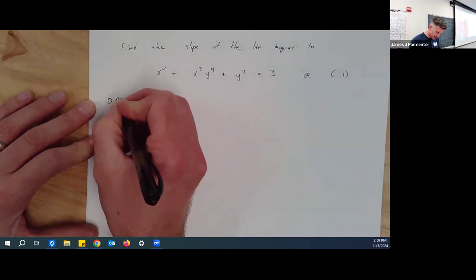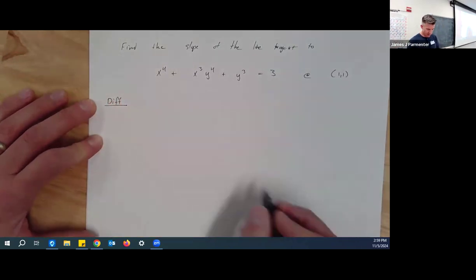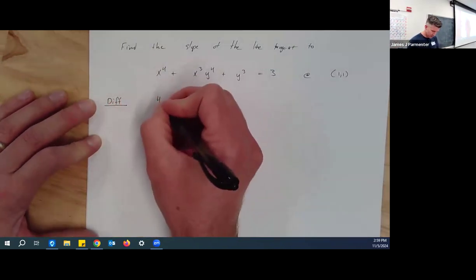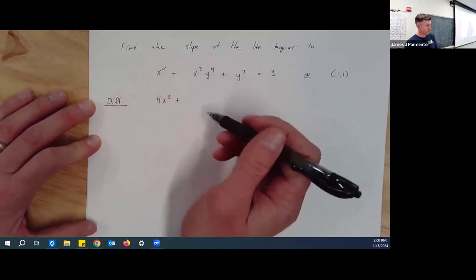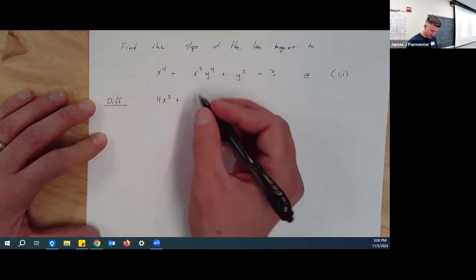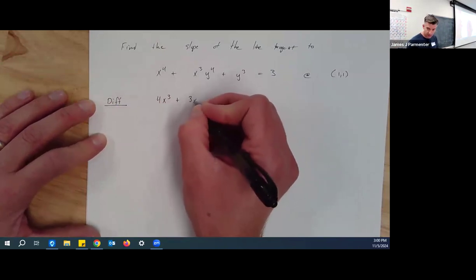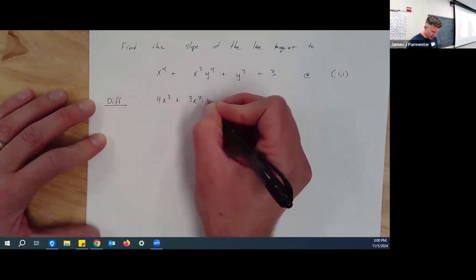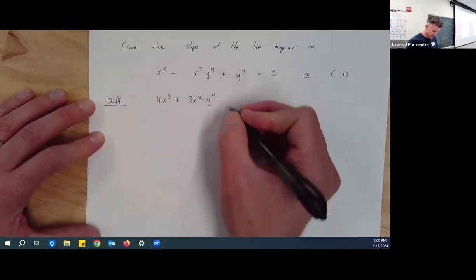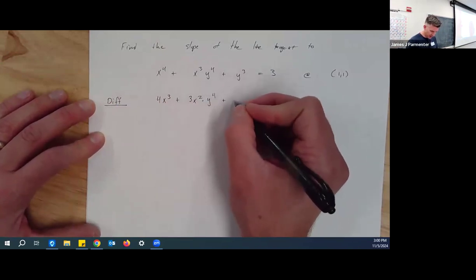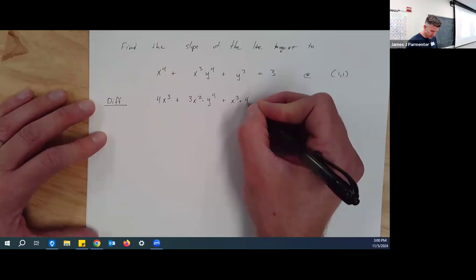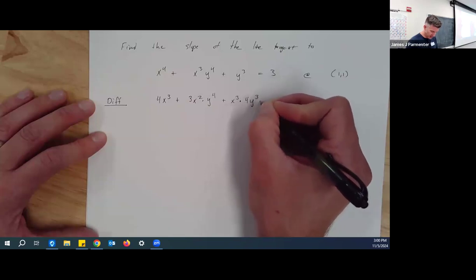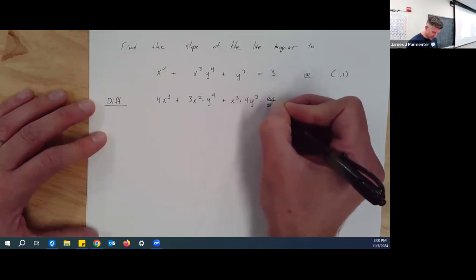Differentiating both sides, the derivative of x to the fourth is 4x cubed. And then for x cubed times y to the fourth, we're going to have to use the product rule. So it's going to be the derivative of x cubed multiplied by y to the fourth, plus, then we switch it up: we leave the x cubed alone, multiplied by the derivative of y to the fourth, or some stuff to the fourth, which is 4 times my stuff cubed times the derivative of my stuff.